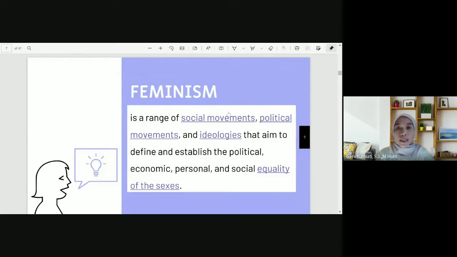We have social movements. So it's not female movements, but social movements, political movements, and ideologies here to see that human beings, male and female, are equal in terms of rights. They have equal rights. That's the point. So it's not to argue, it's not to complain about being a female, but to have equal rights.